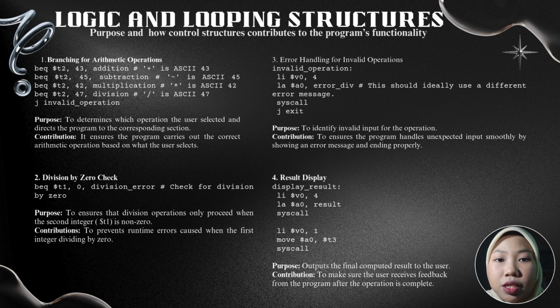The second one is the division by zero check. The purpose is to ensure that the division operation only proceeds when the second integer is non-zero, to prevent a runtime error caused by the first integer being divided by zero. The third one is error handling for invalid operations. The purpose is to identify invalid input for the operation. It ensures the program handles unexpected input smoothly by showing an error message and ending properly.